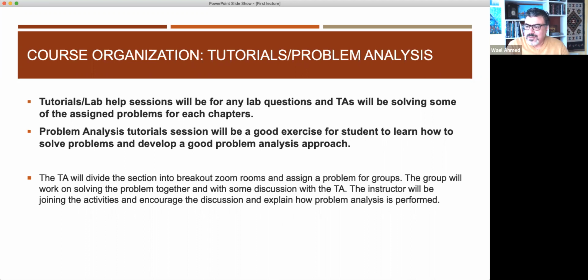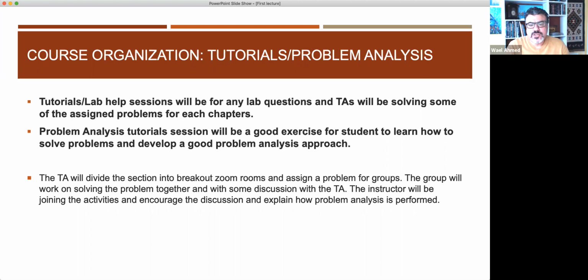Lab is 20%, yes. Some people are asking questions. I will explain this in a few minutes. But so, lab and tutorial. The lab will be virtual. For the tutorial, every week there is a tutorial session, starting this week. And some of these tutorial sessions will be solving problems by the TA and answering questions about the lab.